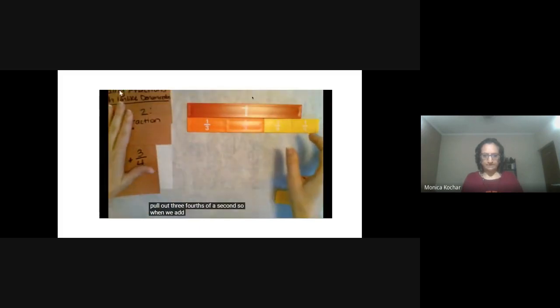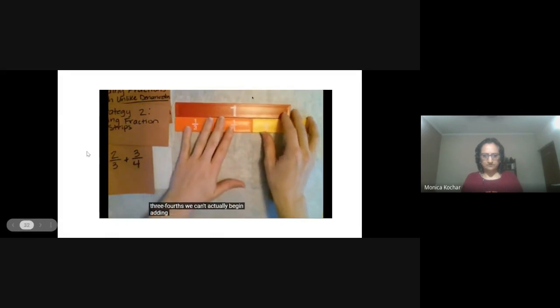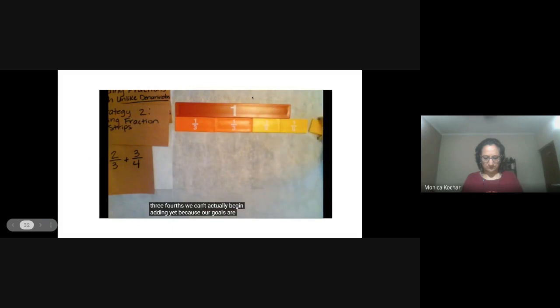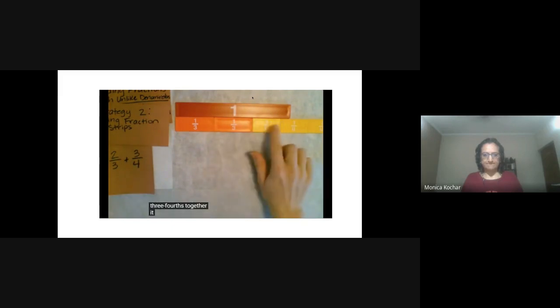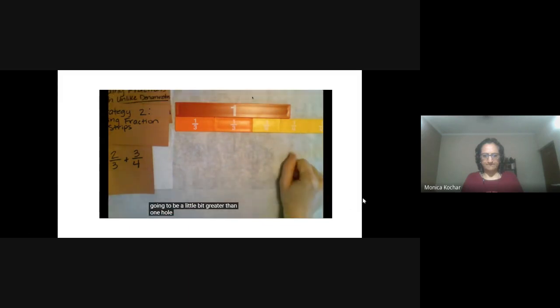So when we add 2/3 plus 3/4, we can't actually begin adding yet because our wholes are different. What I can say is by looking at this, I know right away that my answer is going to be greater than 1 whole, because when I place 2/3 plus 3/4 together, it passes 1 whole. So I know when I do the calculations, my answer is actually going to be a little bit greater than 1 whole.